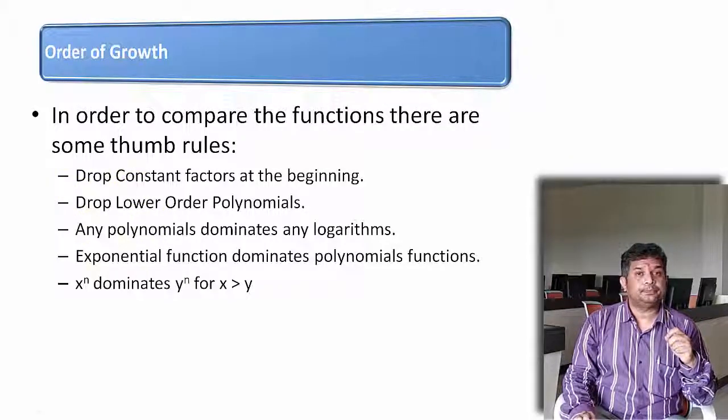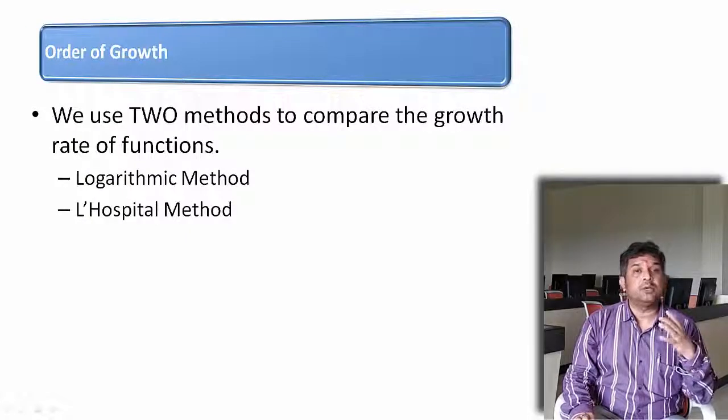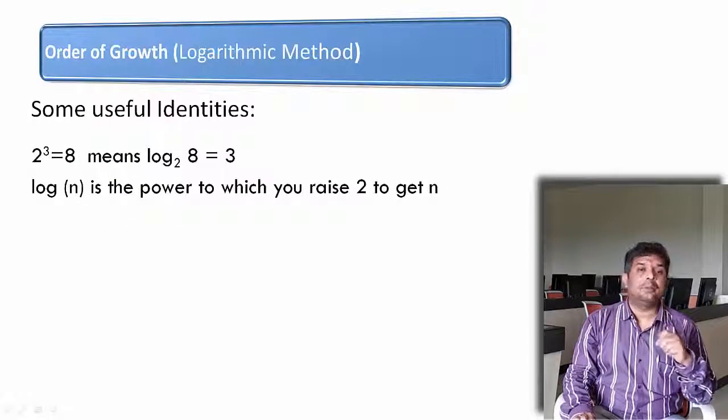Basically, we adopt two methods to compare order of growth. The first one is the logarithmic method and the second one is the L'Hospital rule or L'Hospital method. Sometimes we say limit method also. So let us learn them one by one.